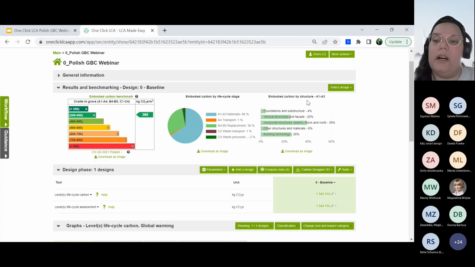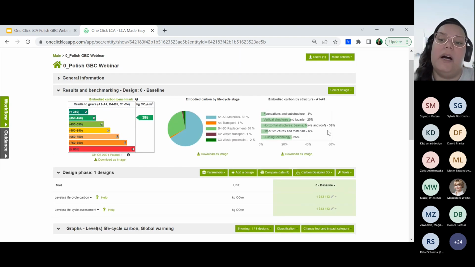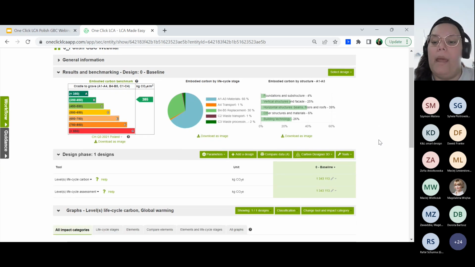So this is also something that can be a strategy here, to focus on the replacement. Then we have the embodied carbon by structure, which accounts also for what are the structures that are responsible for the most emissions in the materials stage. And here we can see that they are the horizontal structures and vertical structures as well. So this also can give us some guidance in the changes that can be done in the project for future improvements as the project moves along.